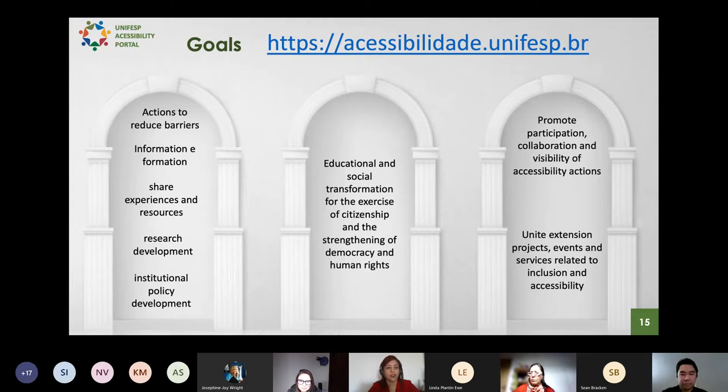The goals are to contribute to the dissemination and sharing of actions, training experiences and material resources to promote the reduction of architectural, pedagogical, attitudinal, communication and information barriers, raising awareness among UNIFESP students, professors and technicians about inclusive and accessible processes and resources in higher education.